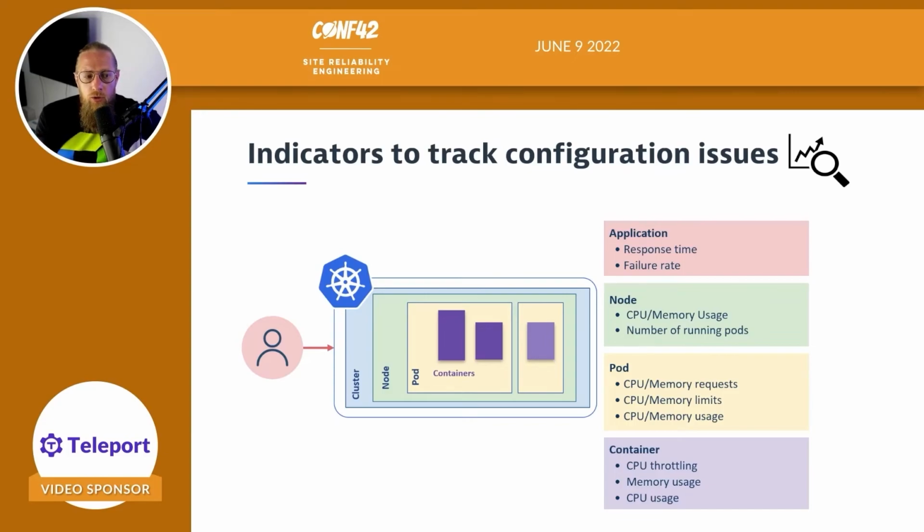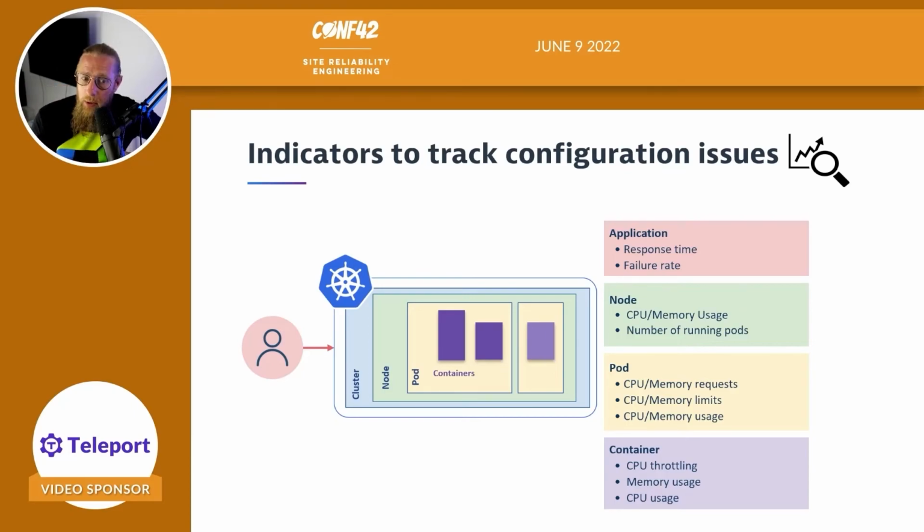Then I will go to the next layer because Kubernetes relies on nodes. I need to figure out how my nodes are behaving in terms of resources: CPU, memory, number of pods running on that specific node, maybe also number of ports available, IP addresses, and so on. Within that node, I have pods. Here I will keep track of what I have defined in terms of requests and limits for my CPU and memory, and what the actual usage is. Then I can figure out if I'm far from the limits or not, so I can optimize those settings.